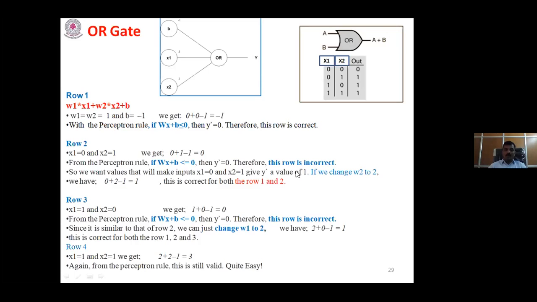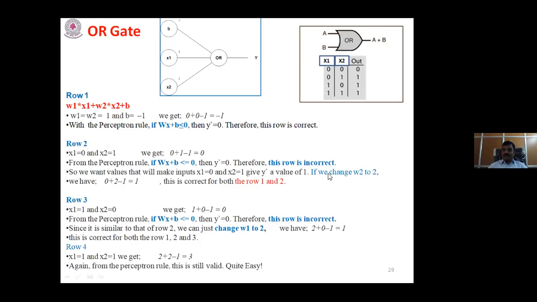So what do I want to do now? Here, all of you please focus on this. This is a very important statement. We want values that will make inputs x1 equal to 0, x2 equal to 1, give y a value of 1. Actually, I'm expecting output 1, but what I received is 0. If we change W2 to 2, so now I'm readjusting the weightage of either W1 or W2.